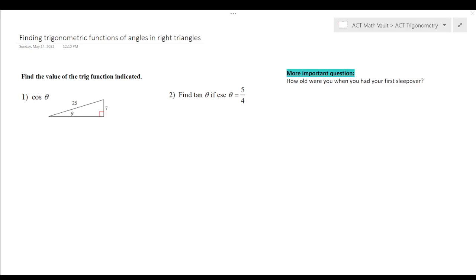Hi everyone, in this video I want to talk about finding trig functions of angles within right triangles. Here are the two problems that we'll do.